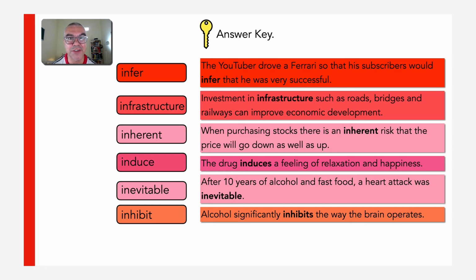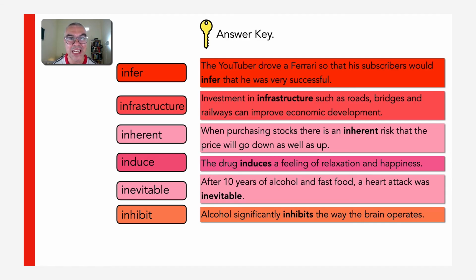And then inherent. Inherent means built in. When purchasing stocks, there is an inherent risk that the price will go down as well as up. Notice with inherent, we often talk about inherent risk in English. That is a common partner for inherent. Next up is induce. The drug induces a feeling of relaxation and happiness. I'm not going to tell you the name of that drug. You can use your imagination there.